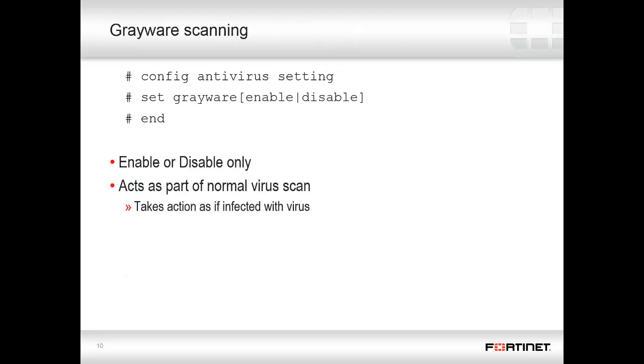By comparison, grayware scanning only has 2 options, on and off. Unlike heuristic AV detection, there are no false positives. When a signature is detected, it's for a specific piece of grayware, the same as a virus. By default, this option is enabled, but it can be disabled if desired.